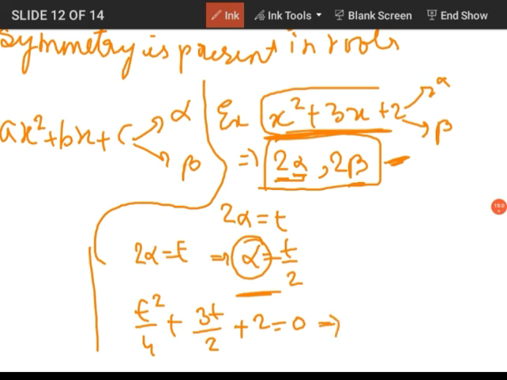Now take the LCM and all this, and you will find the equation as t square plus 6t plus 8 equal to 0, right? So what was t? So 2 alpha. Now do you see that this is the equation whose roots are 2 alpha and 2 beta. This is the concept of transformation of roots.